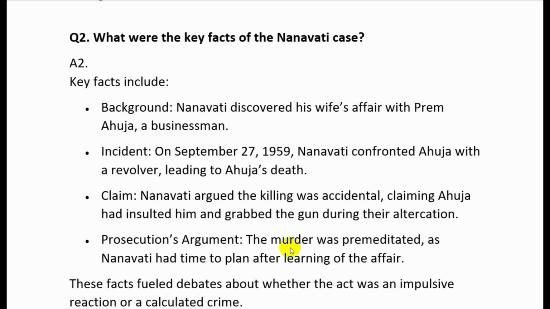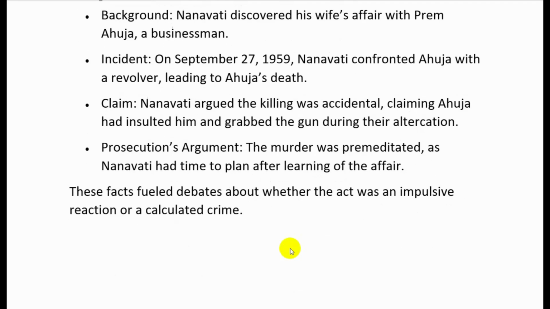Nanavati argued the killing was accidental, claiming Ahuja had insulted him and grabbed the gun during their altercation. The prosecution argued that the murder was premeditated, as Nanavati had time to plan after learning of the affair. These facts fueled debates about whether the act was an impulsive reaction or a calculated crime.